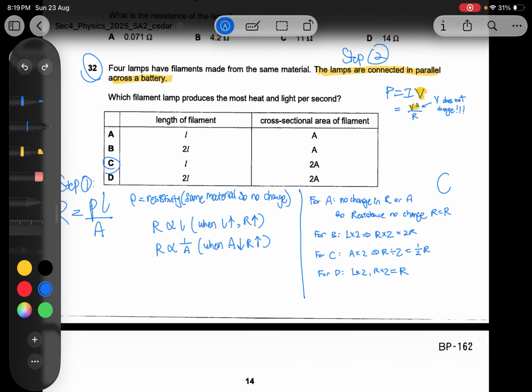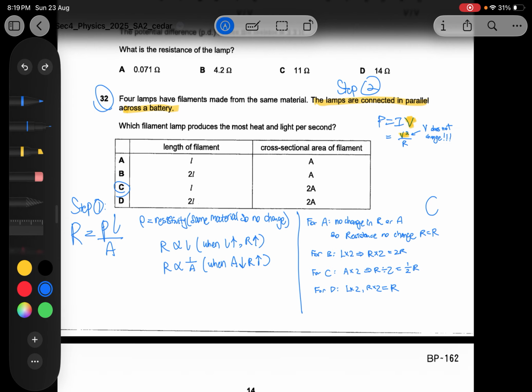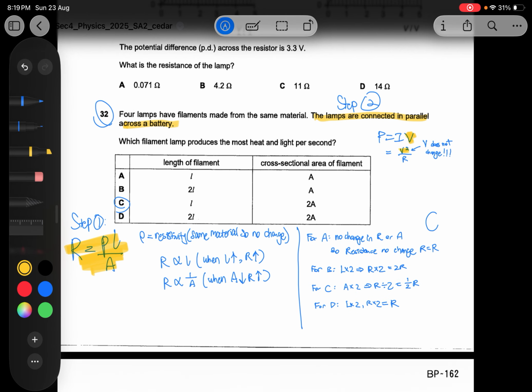For this, you need to know the formula R equals ρL over A. This is very important. And what is ρL over A? ρ is referring to the resistivity, and is affected by the material. We know that the material is the same, so there is no change in material.